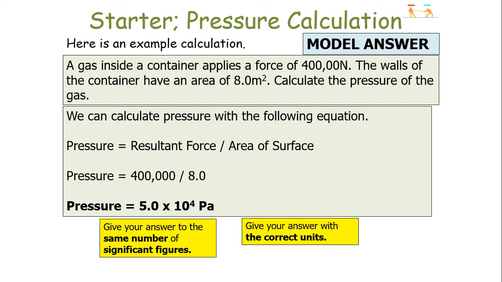A gas inside a container applies a force of 400,000 newtons. The walls of the container have an area of 8 meters squared. Calculate the pressure of the gas. We can calculate the pressure with the equation pressure equals force over area. Pop your numbers in. Check how many significant figures. Well, the container area is 2 significant figures, so we'll give it to 2 significant figures because it looks like the force one is 5 significant figures. So therefore we'll go to the smaller value, 2. So it's 5.0 times 10 to the 4. Pop our units in. We'll go to newtons per meter squared. So the unit of pressure is therefore the pascal.